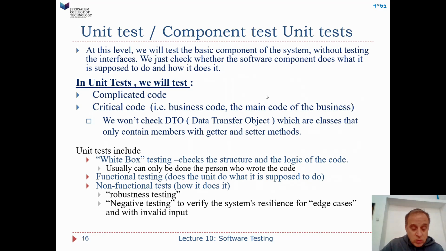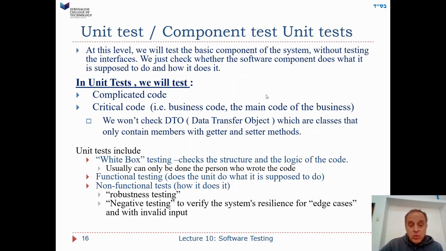Unit tests will include what we call white box testing, which checks the structure and the logic of the code. And this can usually only be done by the person who wrote the code. In other words, you have to be a programmer to do white box testing, because you have to understand the logic of the code, whether it makes sense, and whether it does what it was supposed to do. The only person who can do that is the person who sat down and wrote this code, or at least spent some time going over this code and understanding what the requirements were. So this person needs to be a fully trained programmer, not usually the job of a tester.